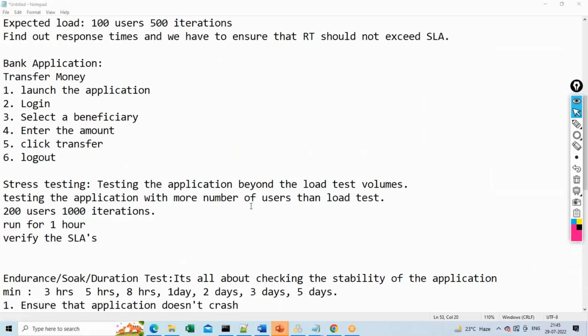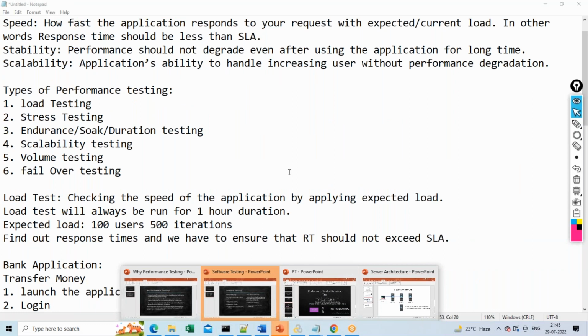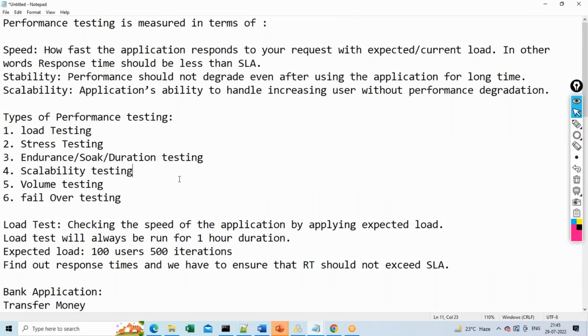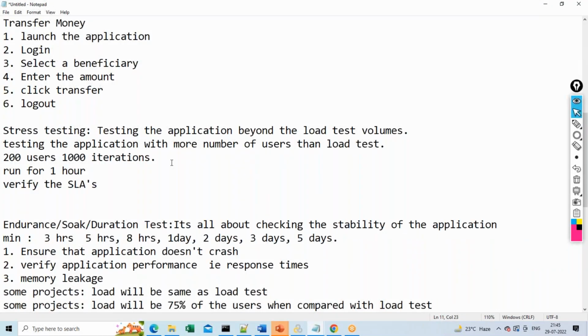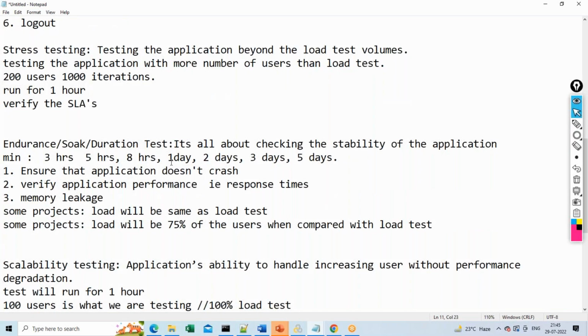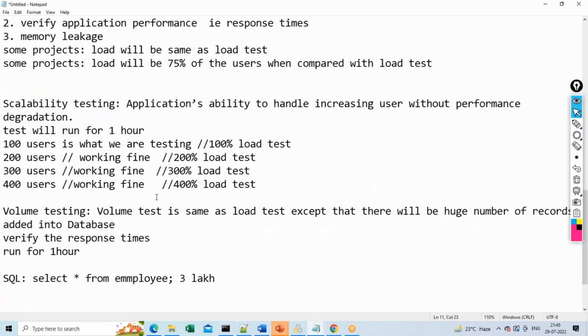So I have these slides for these also. I will share these slides for these types of testing, but I just want to write it in the notepad so that I don't miss any specific points for today.